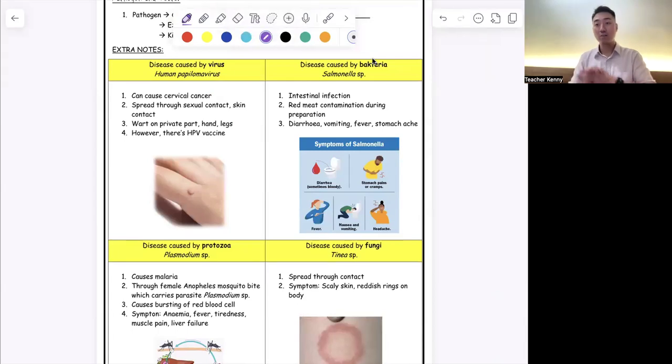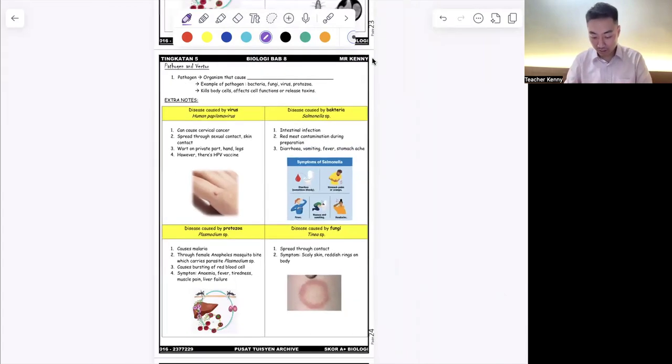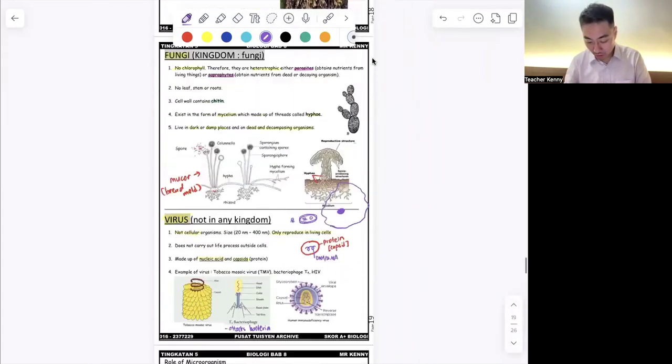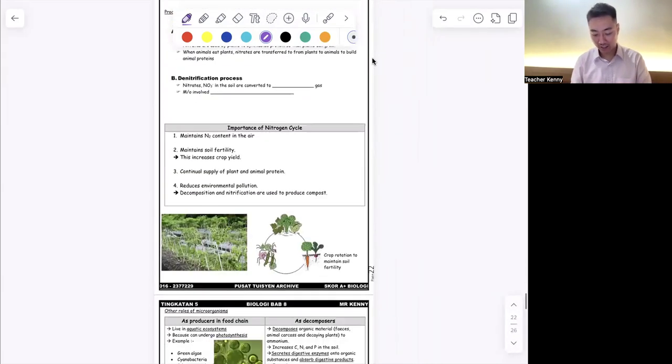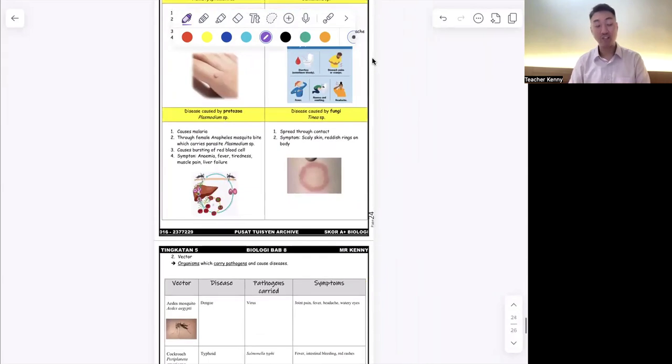Okay, so we stop here. Homework, please do the questions related to until page 19. No need to touch the nitrogen cycle yet. The good and the bad of virus and bacteria, no need to learn. Everything else do. We discuss in the next class.